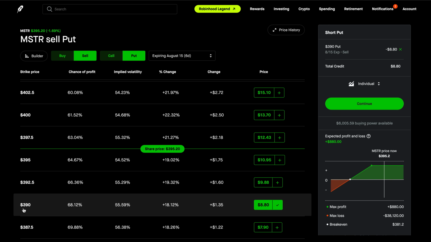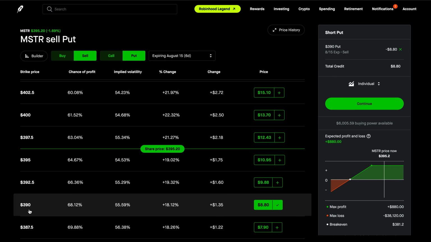In that case, I would still keep the $880, but now that collateral I put up, that $39,000, would be used to purchase 100 shares of MicroStrategy at an average cost of $390 per share, which should be okay, because remember, before we even sell this put, we need to make sure that we're okay potentially buying 100 shares at the strike price we selected. And so let's quickly visually take a look at what this looks like.